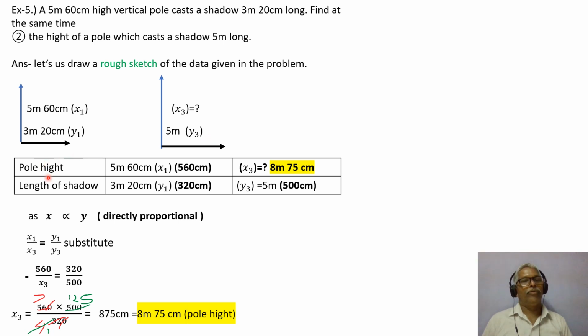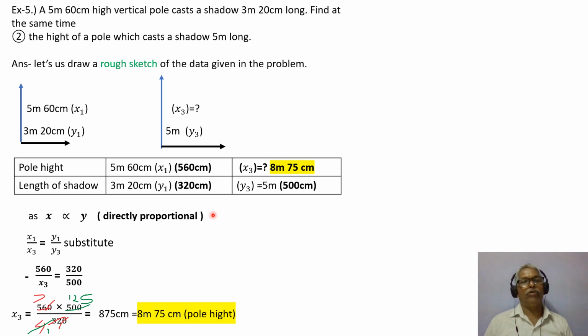Now again the table. This is the same as in the previous one. Pole height will be 5 meters 60 centimeters, that is 560 centimeters. Length of the shadow will be 320 centimeters. This we have to find out, and this is 5 meters. As in the previous case, we have converted all this into one unit, centimeters: 560, 320 and 500 centimeters.